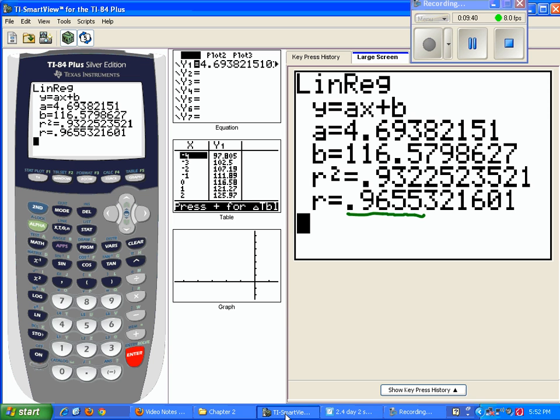Now, I do 0.5 and above is a good correlation. Anything below 0.5 would be a weak correlation, so a linear model would not be a good fit. So I wouldn't then do the equation.